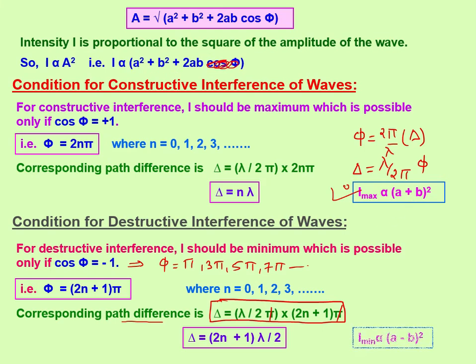Similarly, it is minimum when this cos phi is minus 1. For destructive interference, if it is minus 1, we get a square plus b square minus 2ab. It is proportional to a minus b whole square.